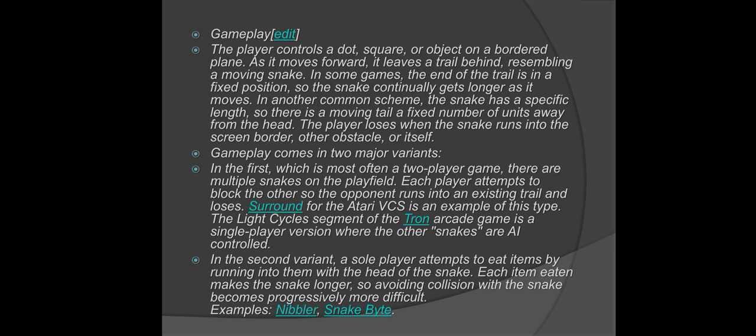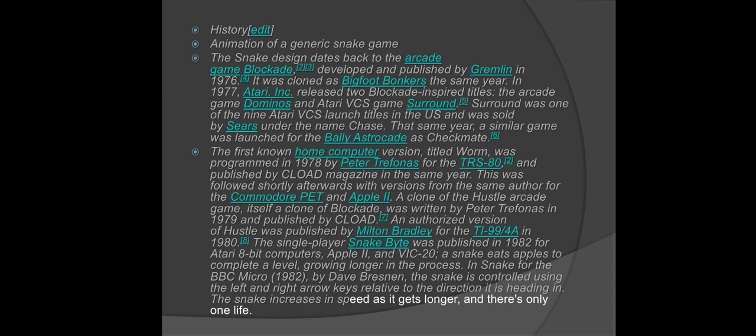The light cycle segment of the Tron arcade game is a single player version where the other snakes are all computer controlled. In the second variant, a solo player attempts to eat items by running into them with the head of the snake. Each item eaten makes the game progressively more difficult. Examples: Nibbler, Snakebite.